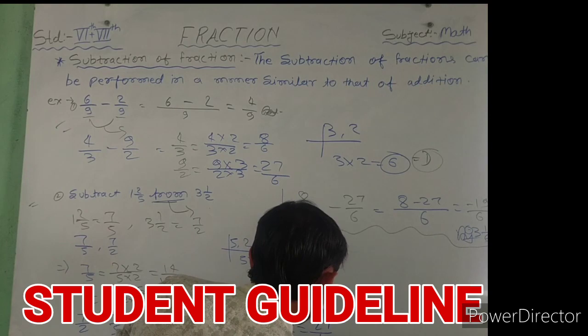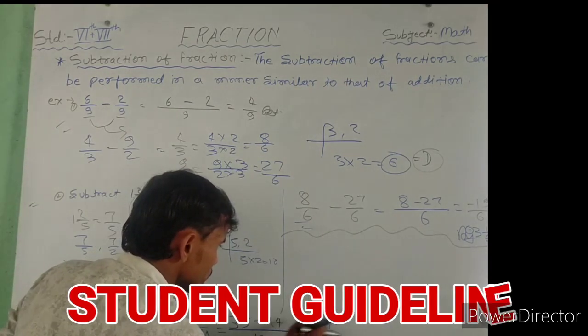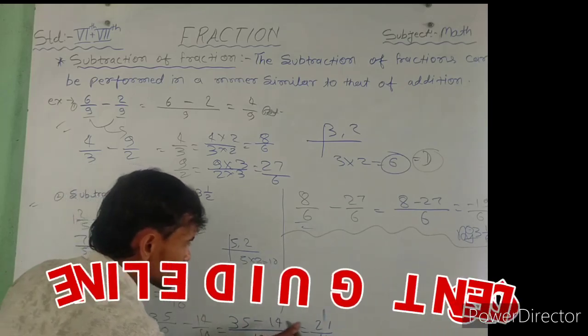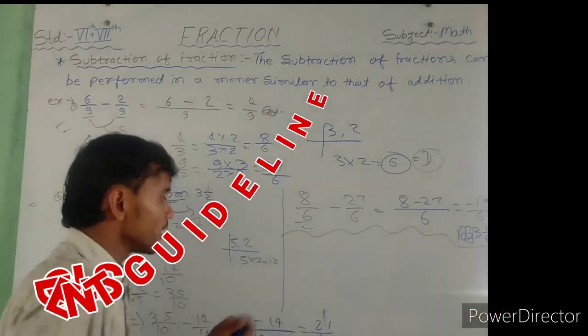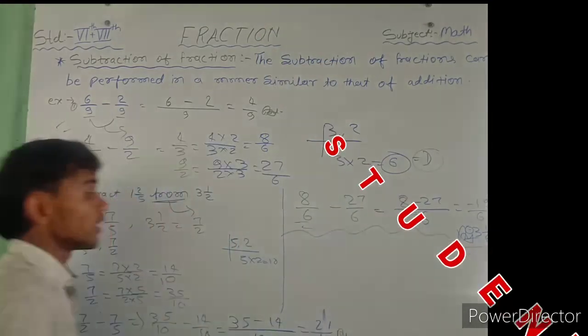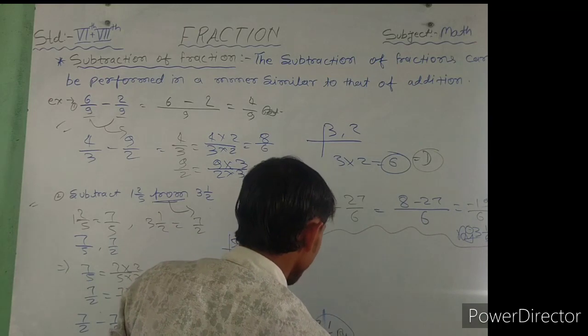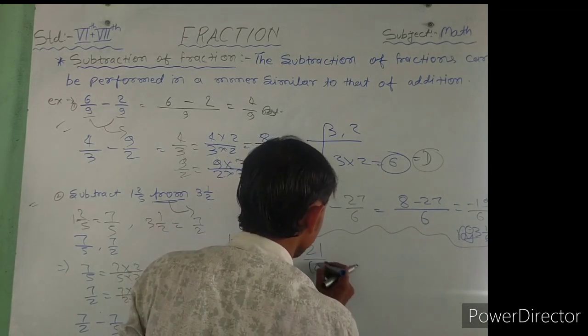Here the denominator is 10. It means 5 minus 4 is equal to 1, and 3 minus 1 is equal to 2, so 21 by 10. That's your answer. That's your answer.